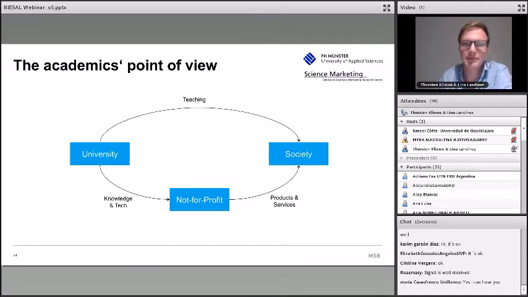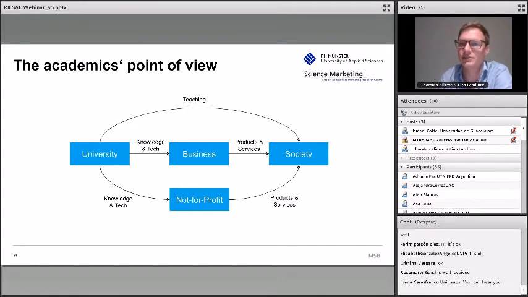However, that is not how the real world works. Not-for-profit organizations are only a marginal part of the economy. So most likely there are businesses involved. So the university transfers the knowledge and technology to businesses, and these then create the products and services to society. However, this is not really what academics usually feel attracted by, because in the middle there are businesses who are profit-oriented.